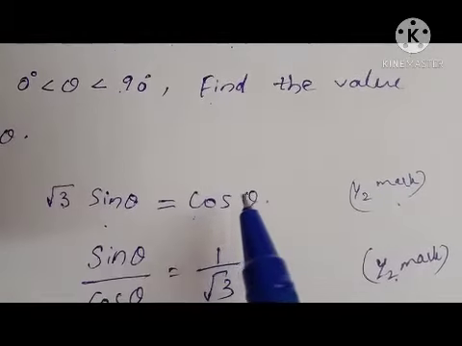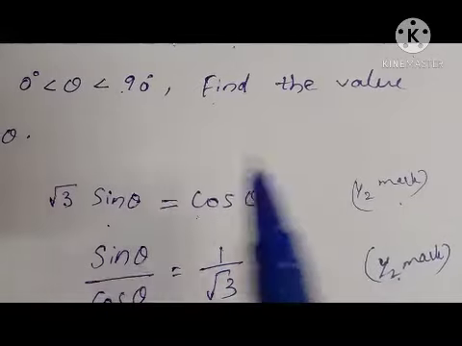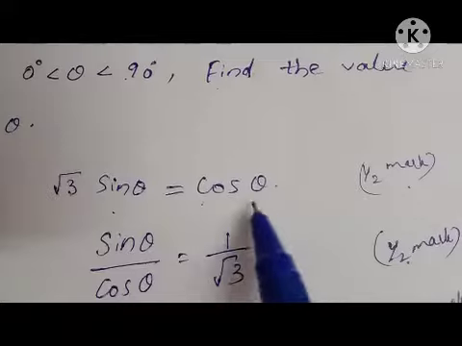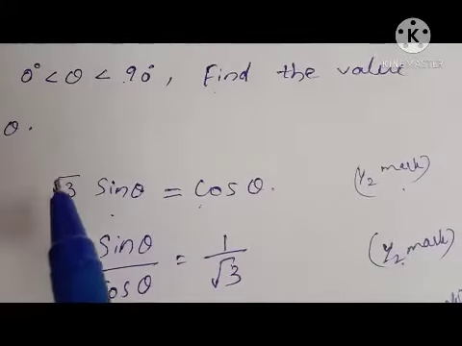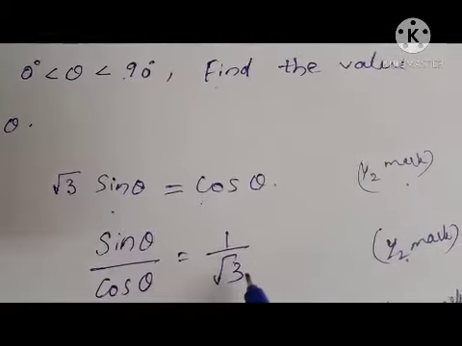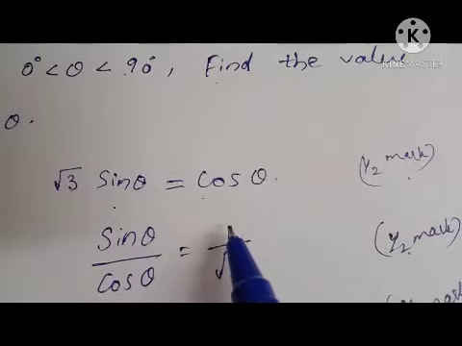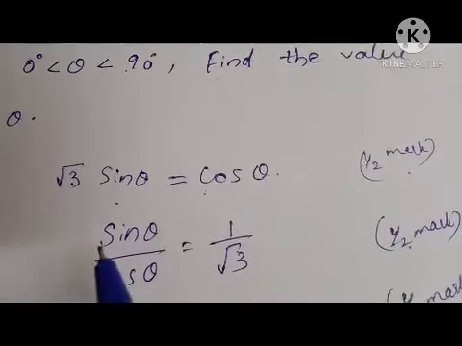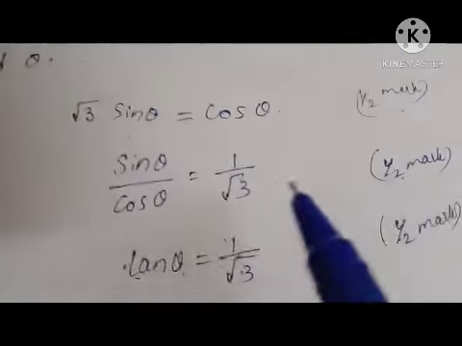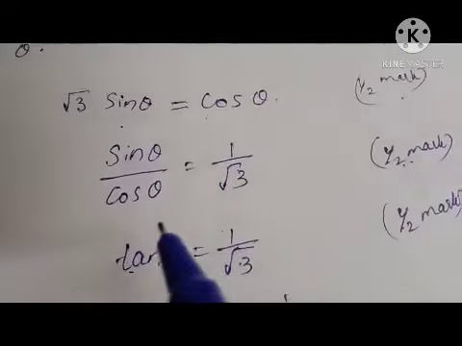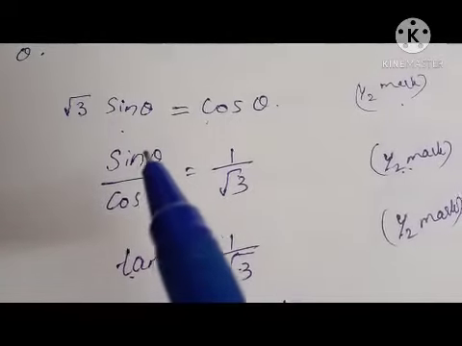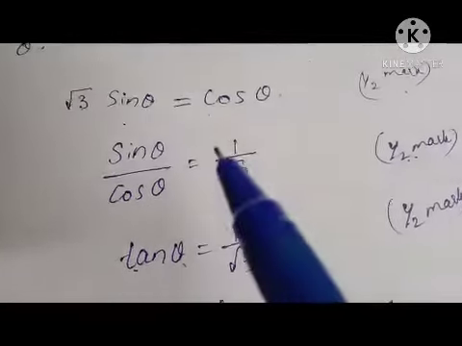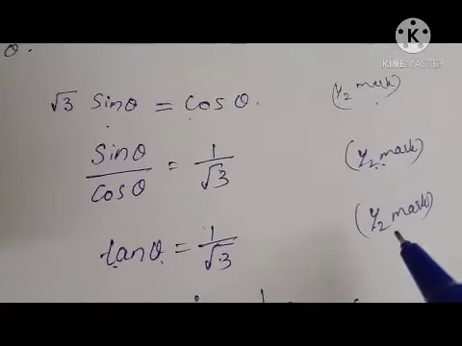Then we have to transpose this cos theta to here and this root 3 to RHS. So sin theta by cos theta equal 1 by root 3. Here root 3 is multiplication, that will become denominator. But in the numerator there is no number because we transpose this cos theta to left side. So here it will be 1. For this half mark. Then we have to write sin theta by cos theta as tan theta. Sin by cos is tan. Tan theta equal 1 by root 3 for this half mark.